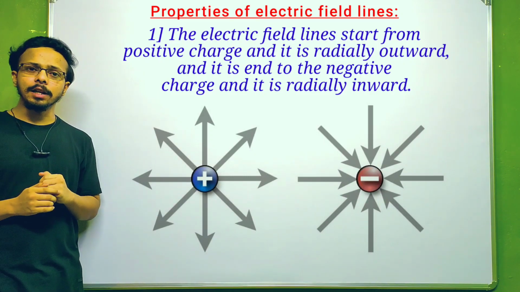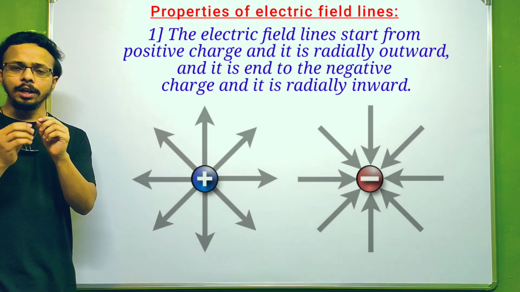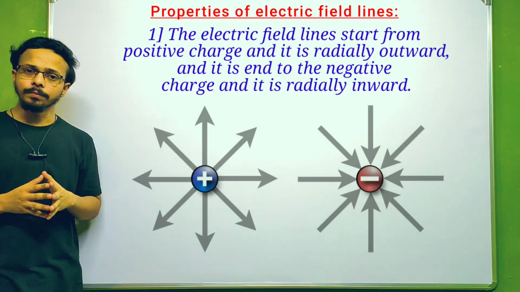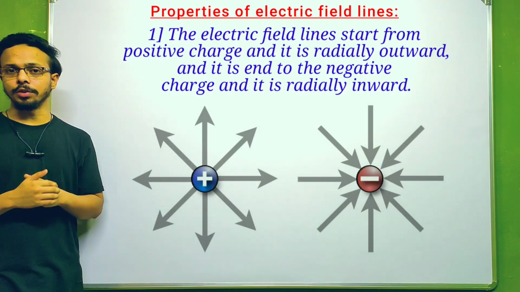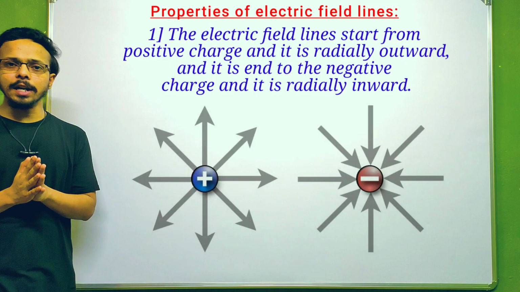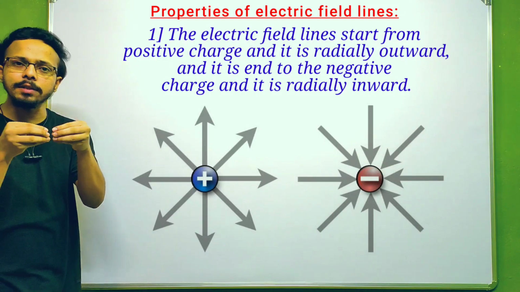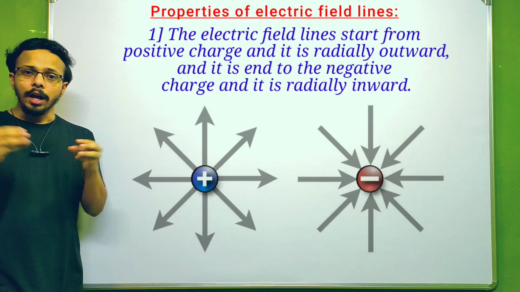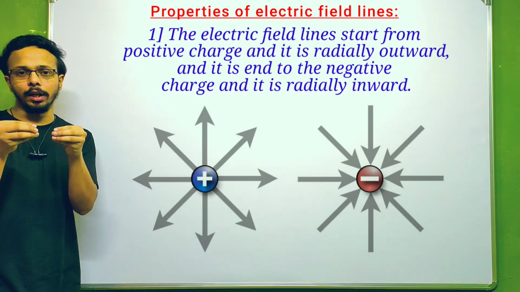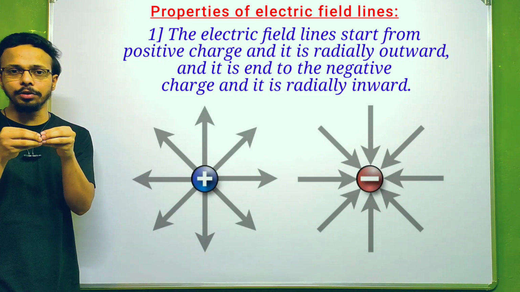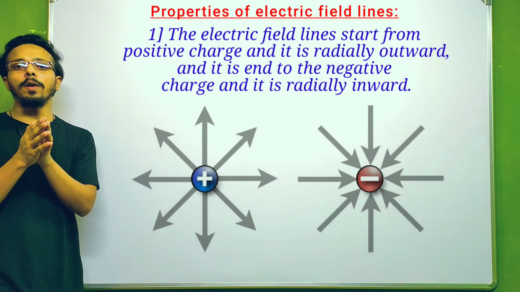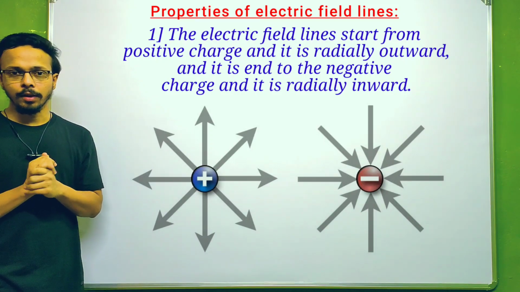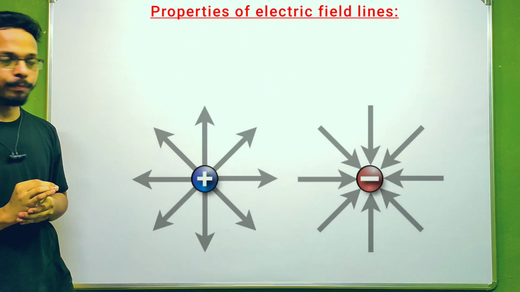The electric field lines due to a positive charge are radially outward, and they start from the positive charge. So electric field lines always start from a positive charge radially outward, and they end at a negative charge. They go to the negative charge and are always radially inward. So this is the first property.